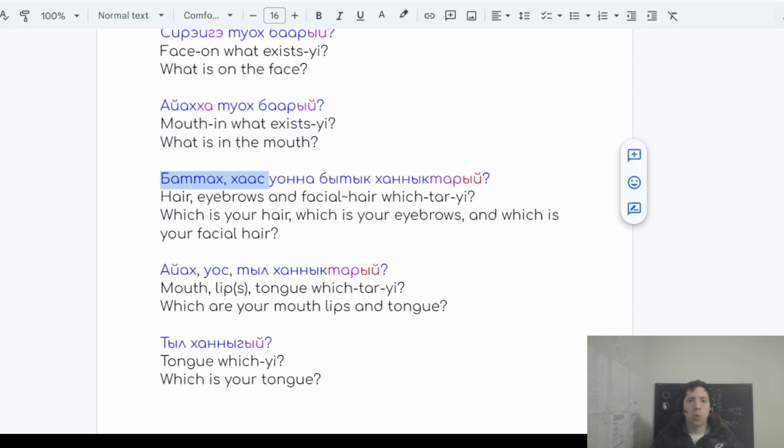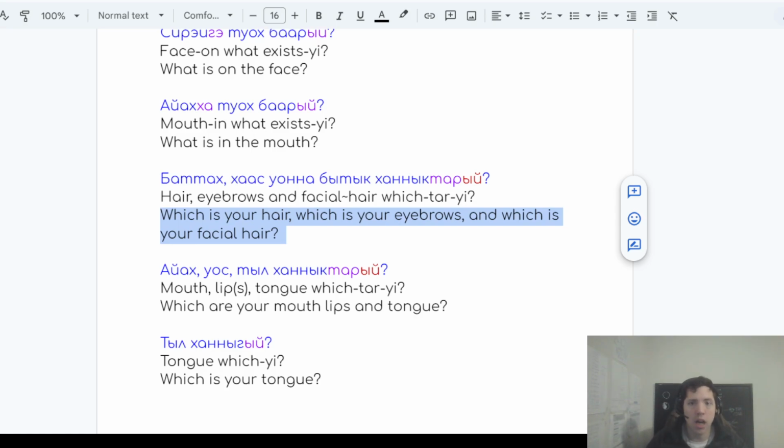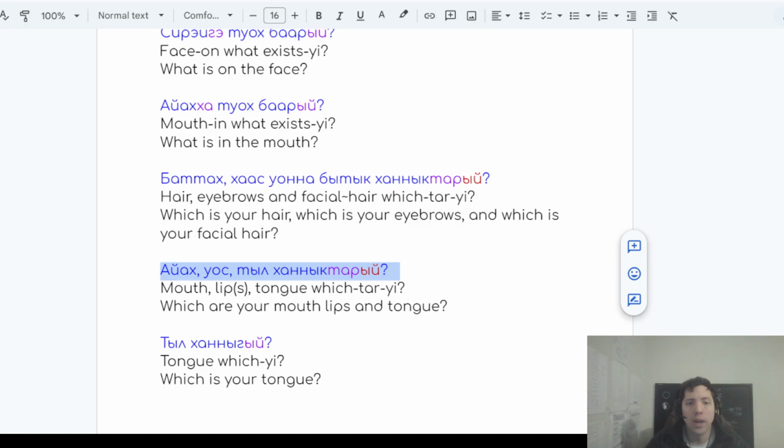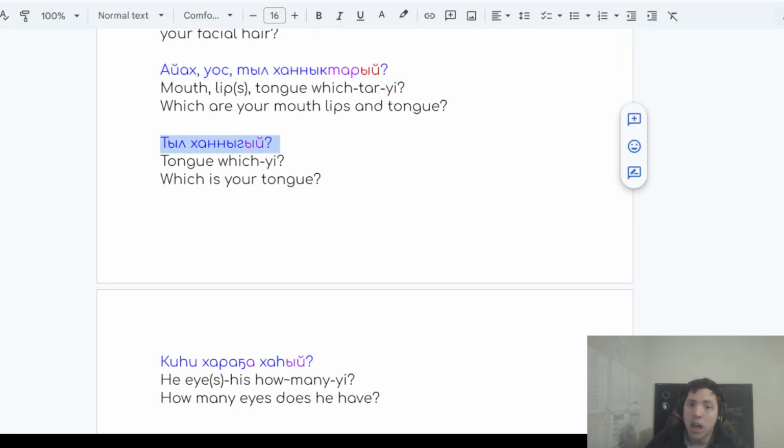Batak has wanda putuk hadaktari. Which is your hair, which is your eyebrows, and which is your facial hair? Ayak was tel hadaktari. Which are your mouth, lips, and tongue? Tel hadagi. So the k changes to a g because it meets a vowel. Which is your tongue? In English, we would say, where is your tongue? But, which of these is your tongue?